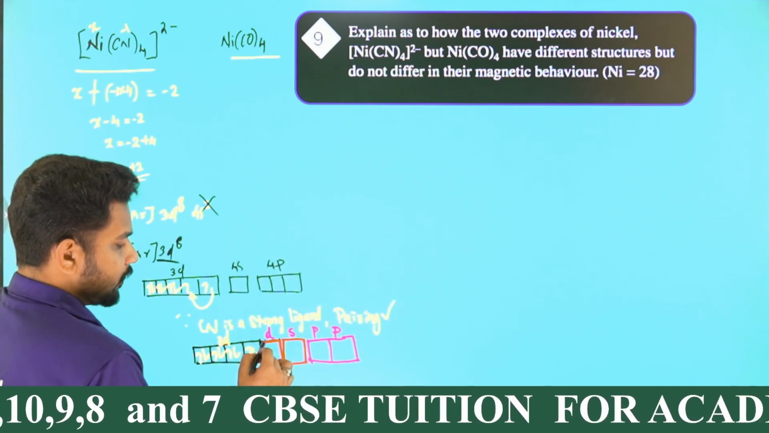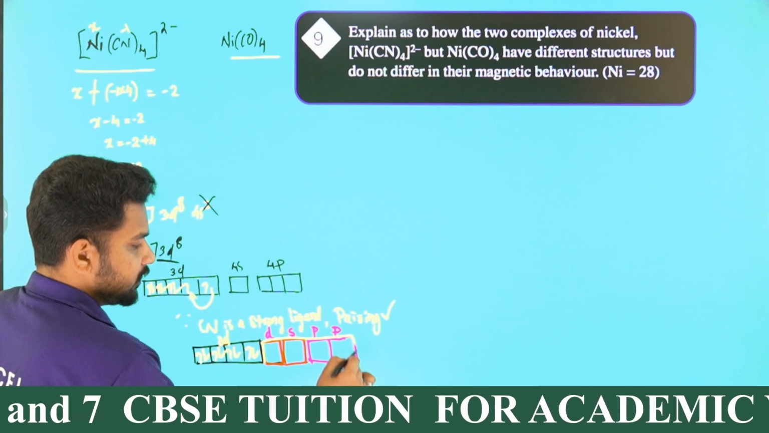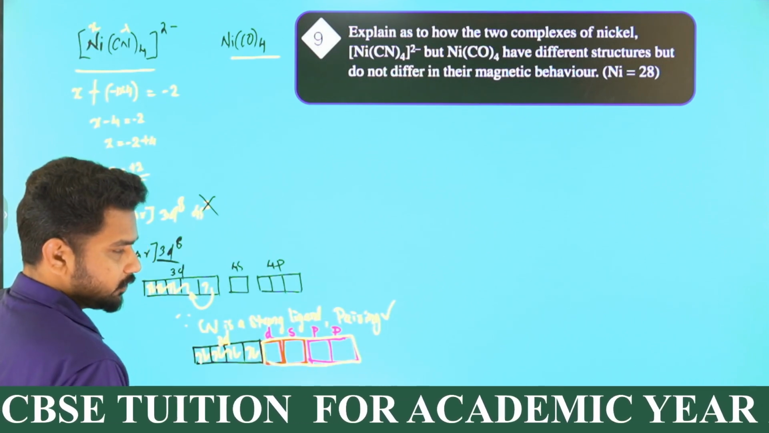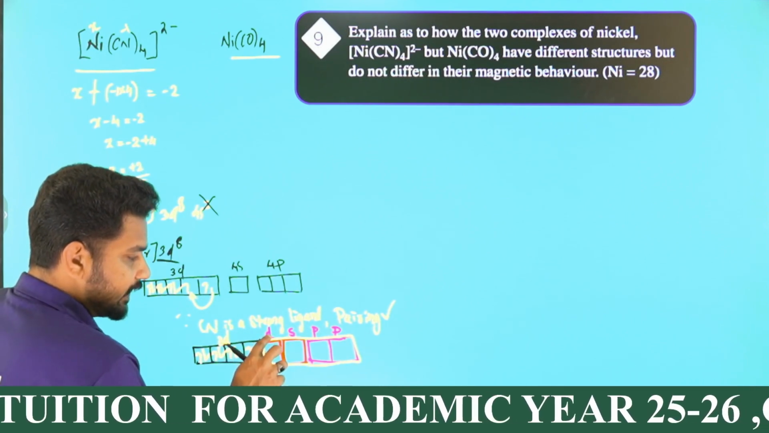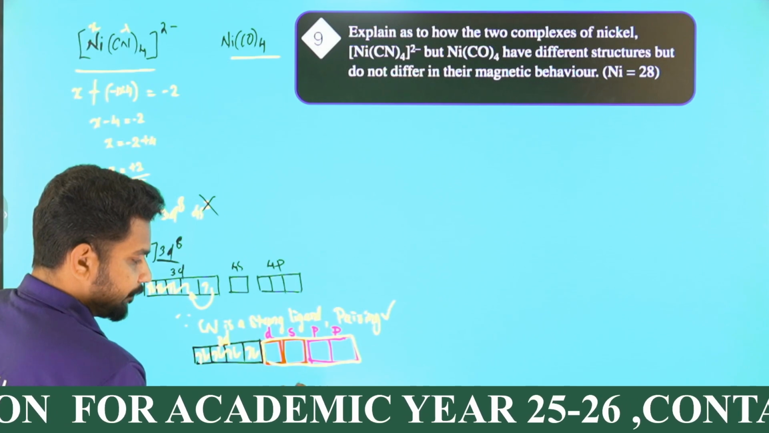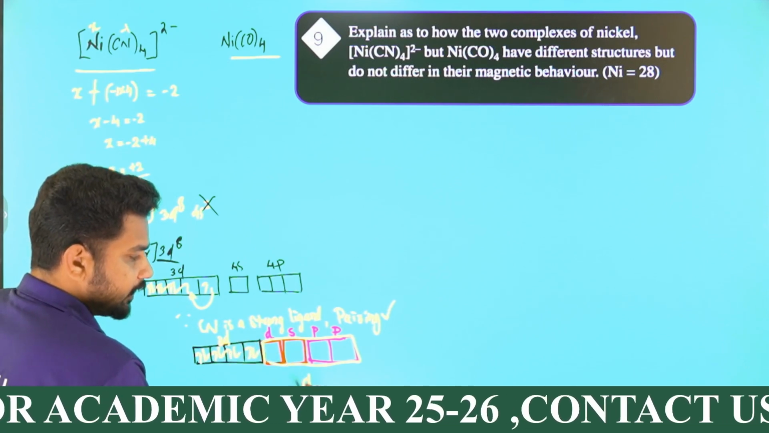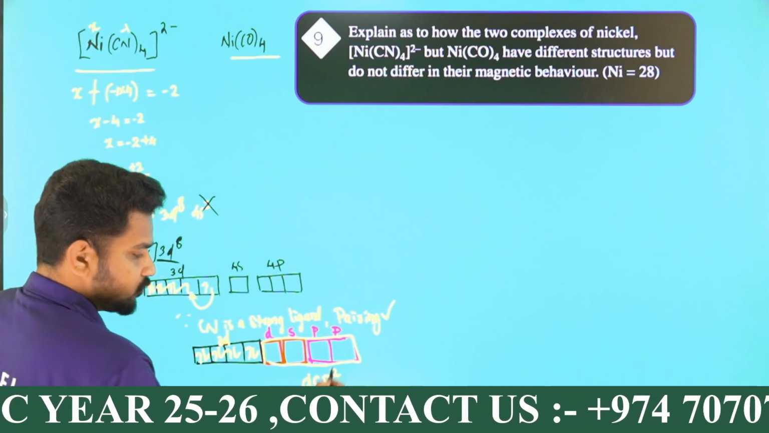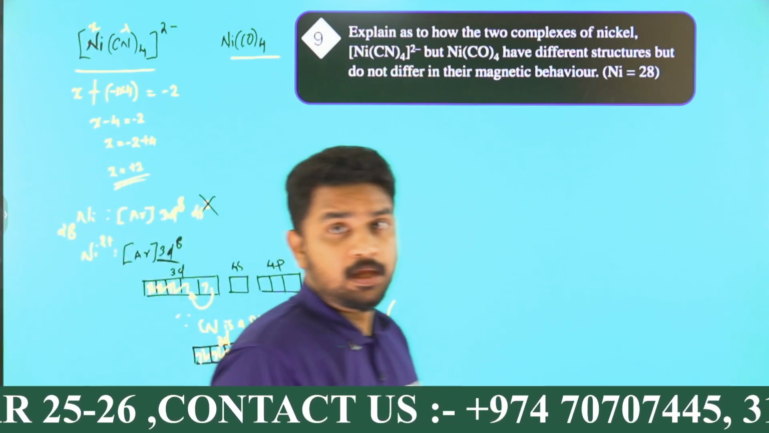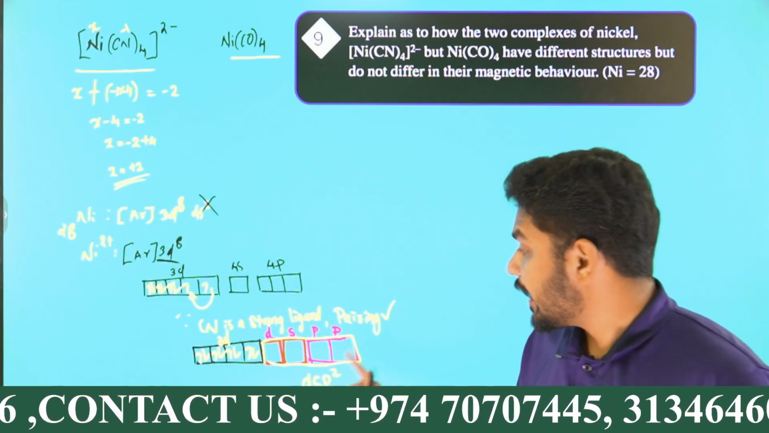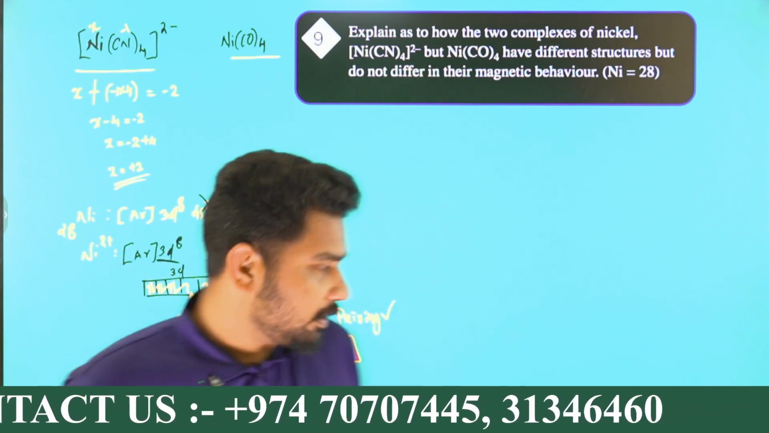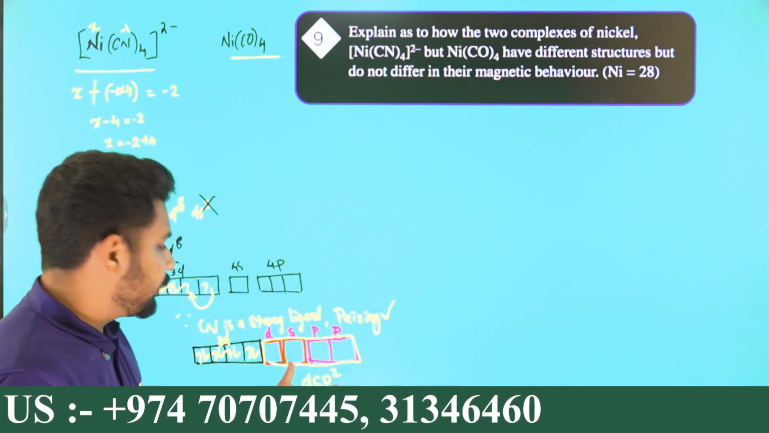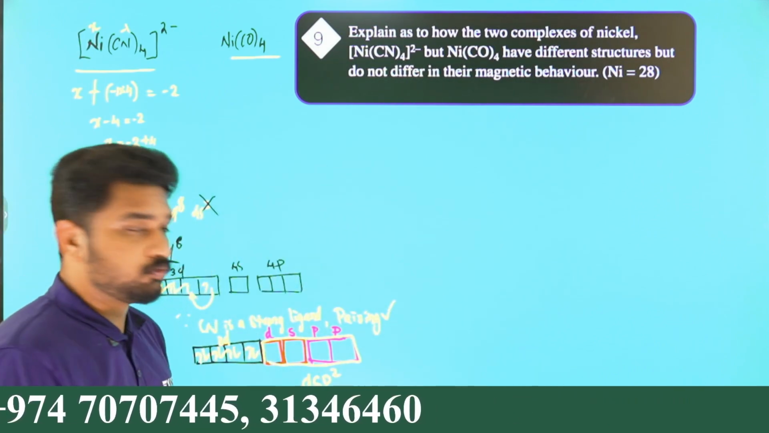Now these vacant orbitals will undergo hybridization. So they will form dsp2 hybridization. What is the hybridization here? d, s, and how many p? 2p. So dsp2. Hybridization has happened there, so we got the hybridization dsp2.